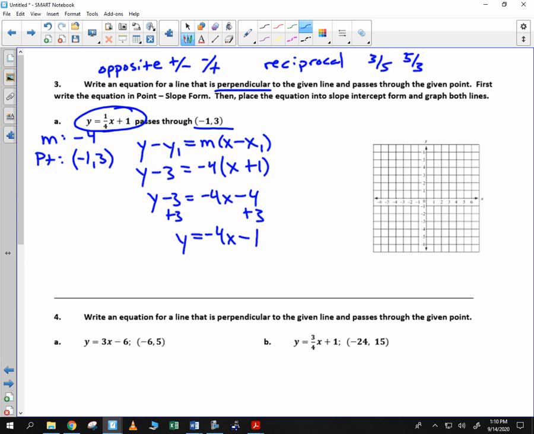If we graph the first line, 1/4 x plus 1 passes through +1, and the slope is 1/4. That means we rise 1 and we run 4. And there's our line. If we look at the other line, we have -4x minus 1. We go down 1, because the y-intercept is -1, and then the slope is -4. Down 4, 1, 2, 3, 4, and over 1. You can see that those should look like they are perpendicular. Perpendicular means you make a 90-degree angle. That's a great way to check your work.